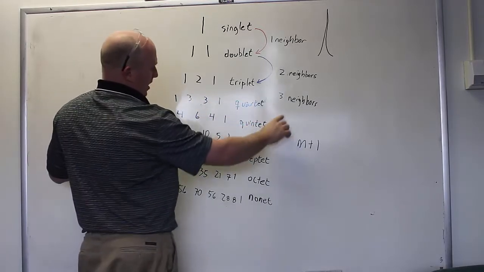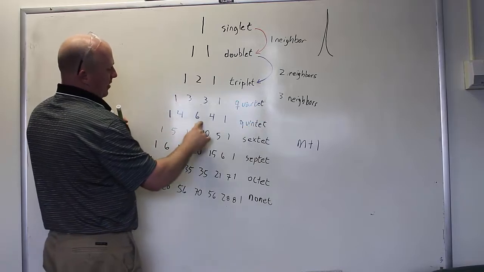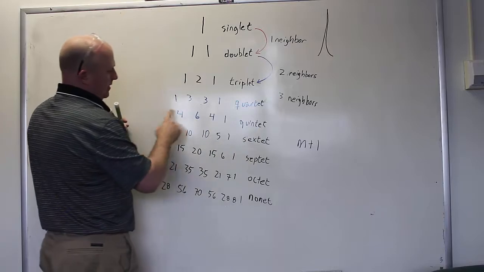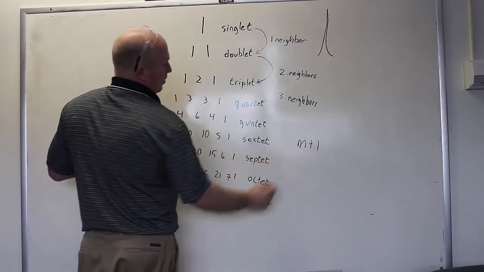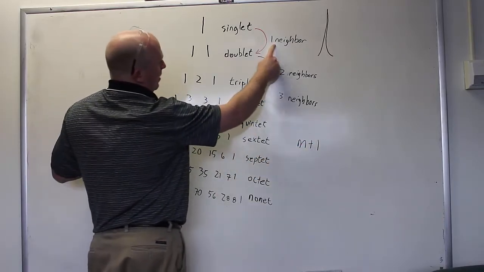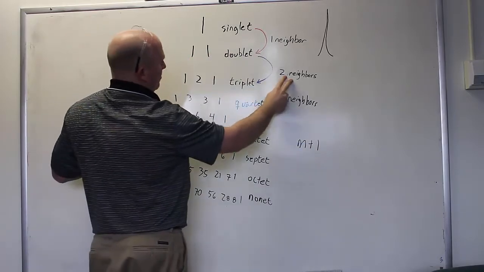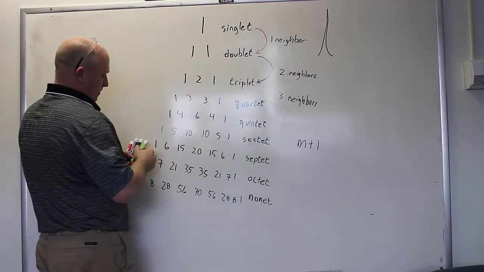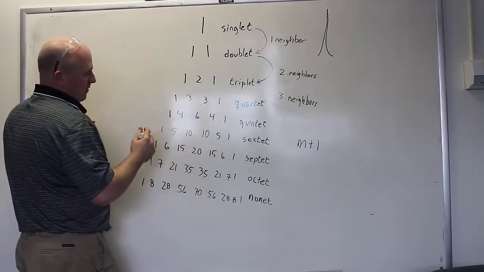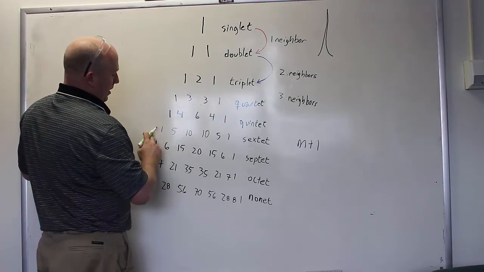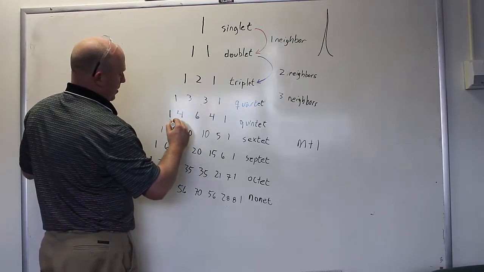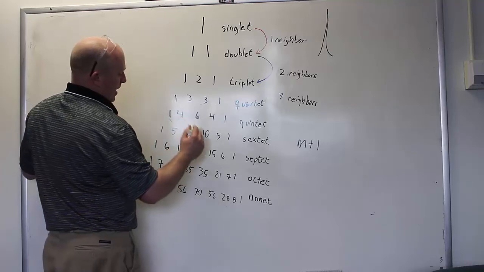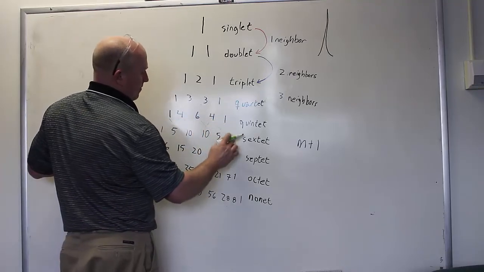The presence of 4 neighbors gives rise to a 5-line pattern. 1 to 4 to 6 to 4 to 1, quintet. And these are the heights of the lines in the signal. This is an n+1 pattern where one neighbor gives rise to 2 lines, 2 neighbors gives rise to 3 lines, 3 neighbors gives rise to 4 lines, and so on. The heights of the lines are given by Pascal's triangle. We start with one height, and then the next one will be the sum of the next 2 lines of the line above. So 1, then 5, then 10, then 10, then 5, and then 1 again.